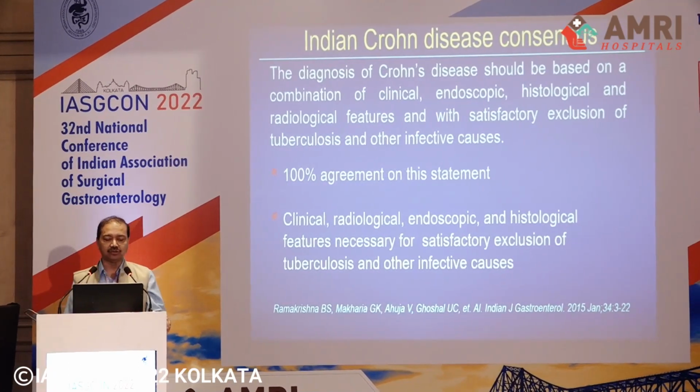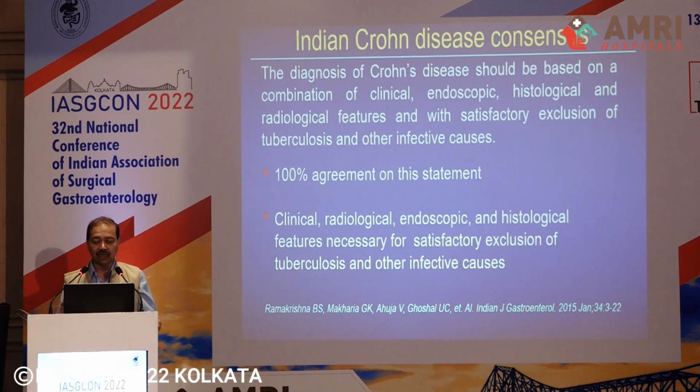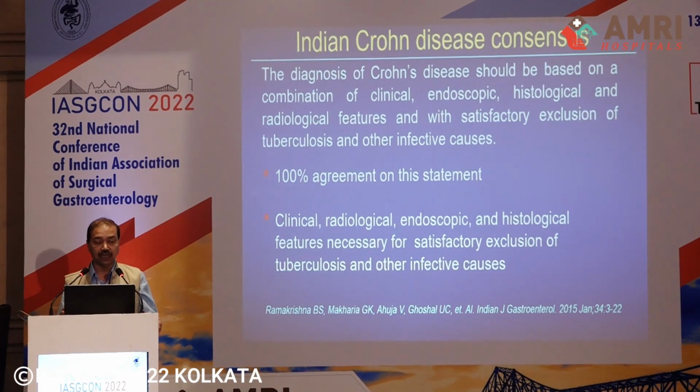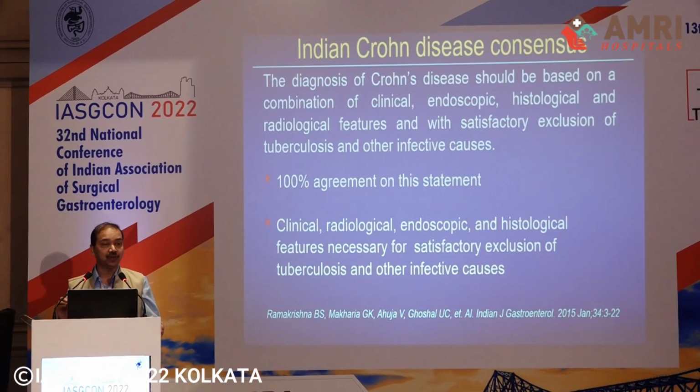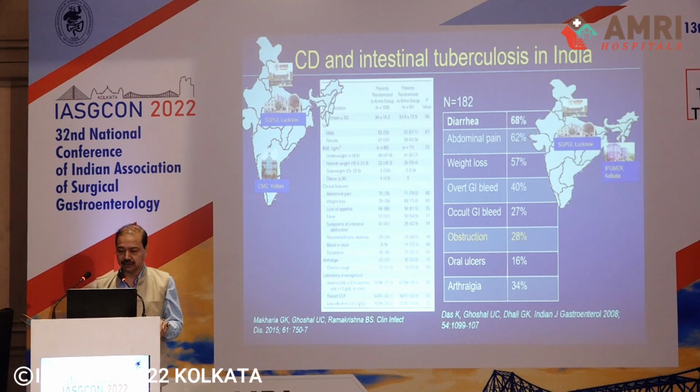Now, in the Indian Crohn's disease consensus, we said the diagnosis of Crohn's disease should be based on a combination of clinical, endoscopic, histological, radiological features with satisfactory exclusion of tuberculosis. Let me tell you, this satisfactory exclusion of tuberculosis is very difficult. As Dr. Ashok just said, it is very difficult, and many a time we land up empirically giving anti-tuberculosis drugs. In fact, we also do that. But can we be wiser so that we limit empirical therapy as much as possible and only give it based on a higher probability?